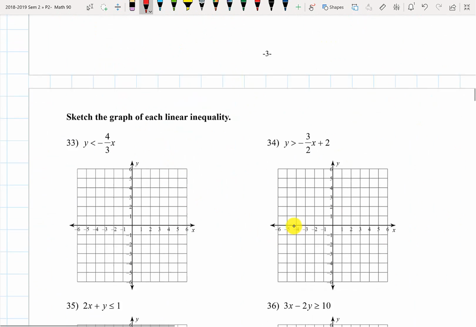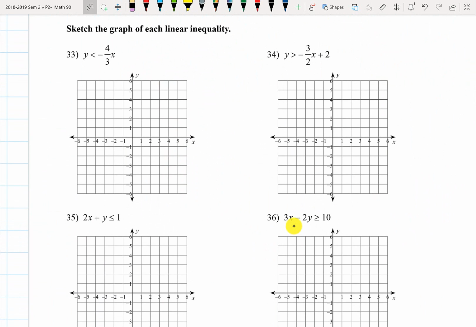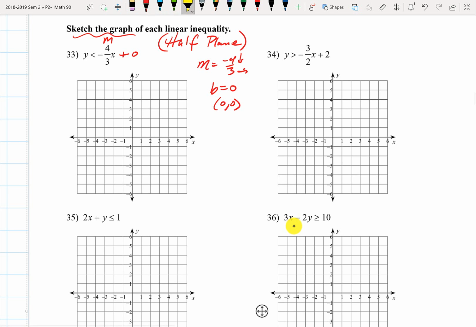Okay, moving on. Some inequalities right now. So these right here, you got to sketch the half plane, sketch the graph. Okay, these are half planes. All right, they're inequalities. So on this one here, we don't have a y-intercept, but we have a slope. Okay, so I'm going to write down the slope. The slope is negative 4/3, which is down 4, right 3, starting at b, which is at the origin, 0, 0.